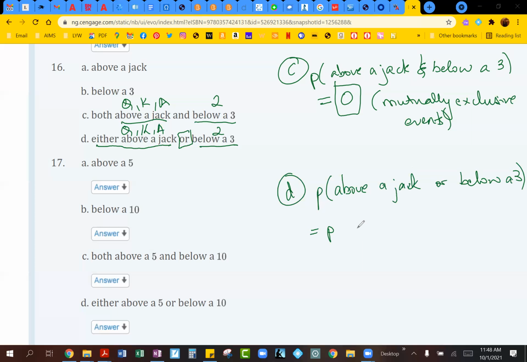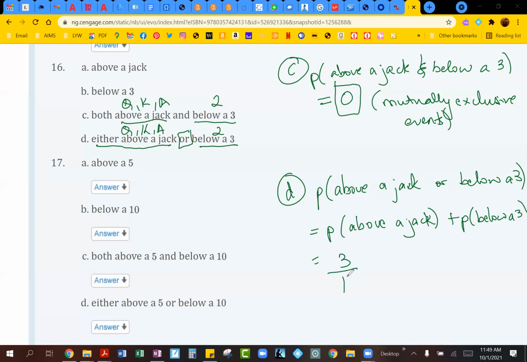We do know these two events are mutually exclusive, because we just saw that in part C. So I think you could almost write it as rule 5 that we saw before. You take the probability of above a jack and add that with the probability of below a 3, which is what you guys actually did for part C, and that was the answer for part D.